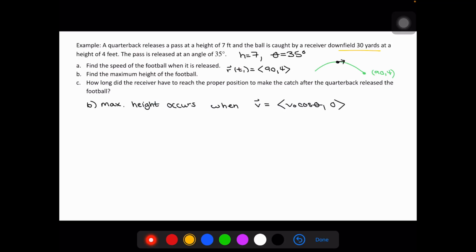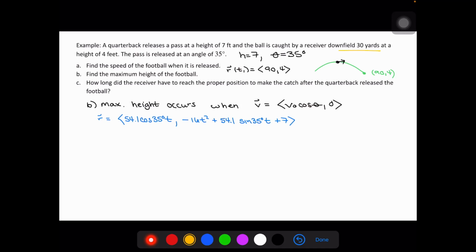Part B is asking us to find the maximum height of the football. The maximum height of the football occurs when that football is no longer going up, when it's transitioning from going up to going down. And so we are at that maximum height when the velocity vector has a y component of 0 and is no longer going up or down. So our velocity vector would only have the x component and would not have a y component.